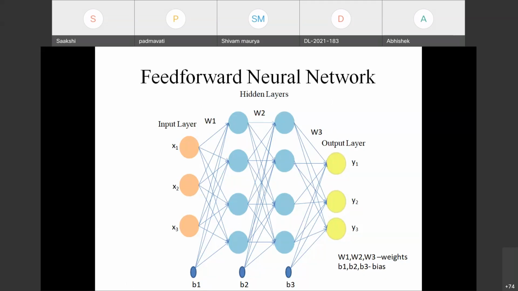Bias: what we are trying to do is add some sort of flexibility to the model so that it fits the data properly. You all know that we used to write a linear equation, y is equal to mx plus b. That b term was the intercept over there. It is similar to that term.